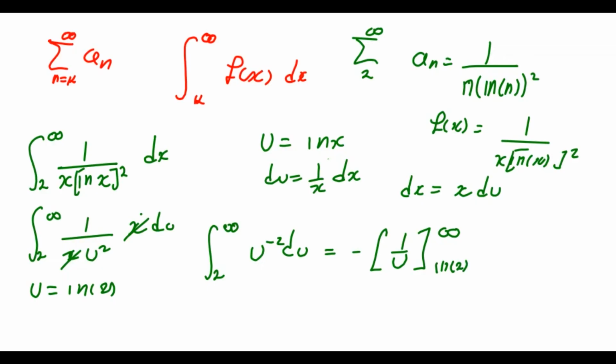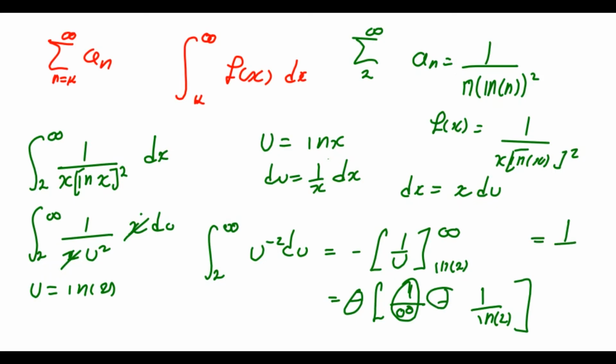Okay, so if you say minus 1 over infinity minus 1 over ln of 2, that's ln of 2. So this will give you a 0, then this minus and this minus is going to give you positive. So our answer is simply 1 over ln of 2. That's the answer there. Any question when it comes to the integral test?